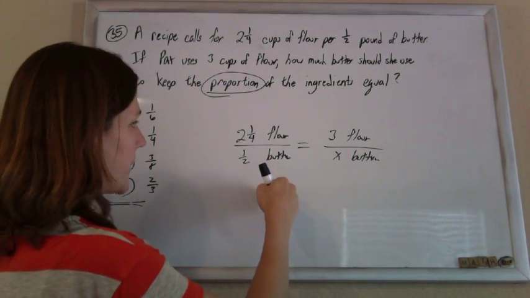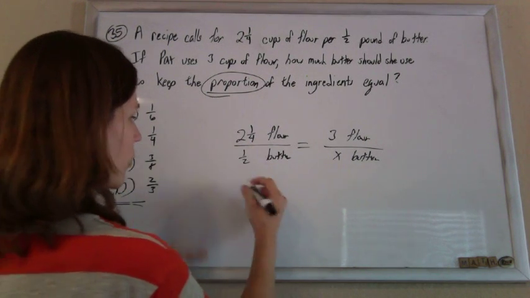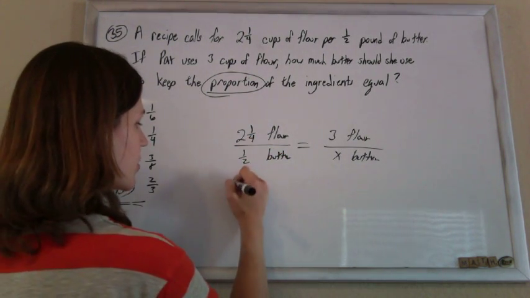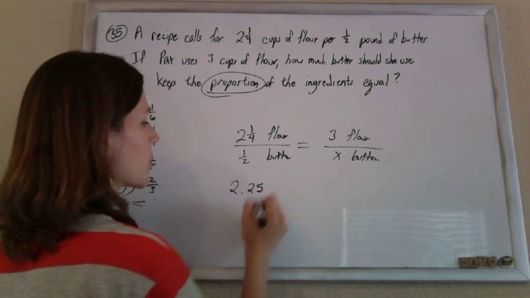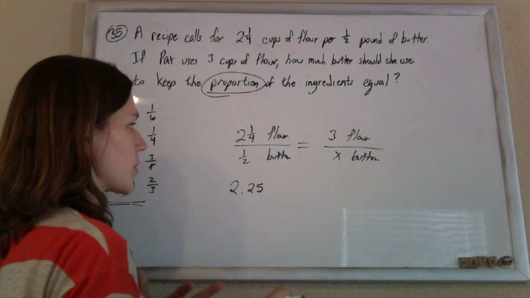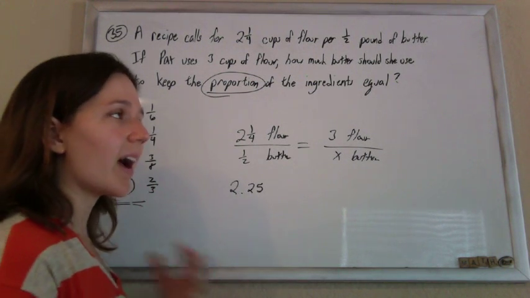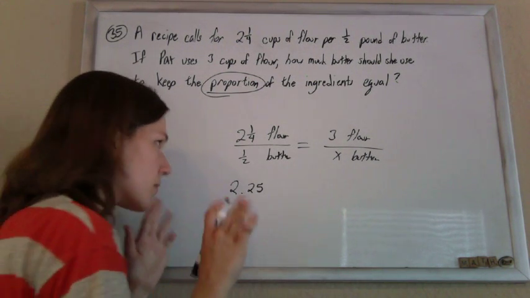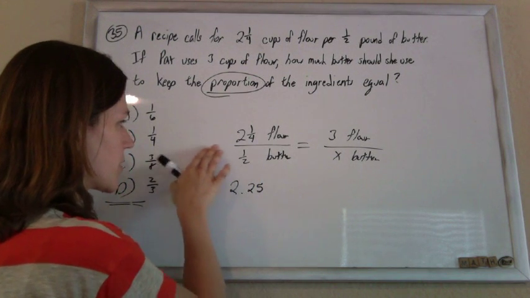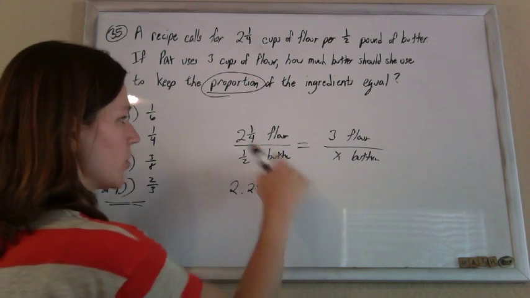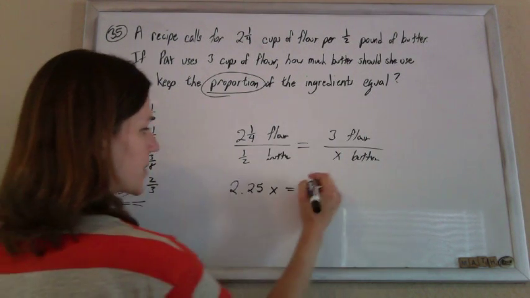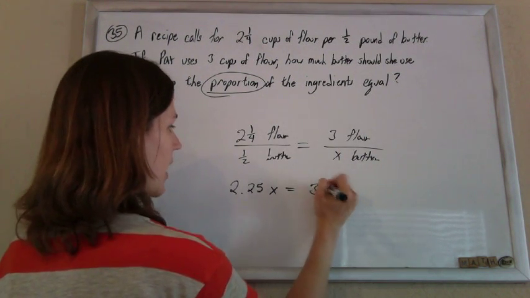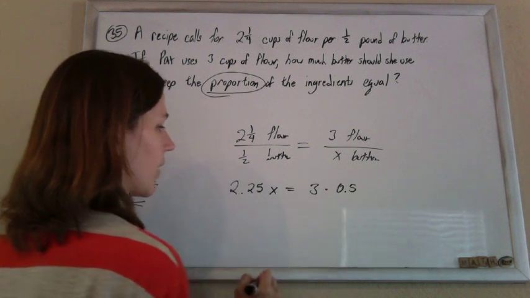So the 2 1/4 times x, and I'm going to change that 2 1/4. A quarter is 25 cents, so I'm going to change it to decimal, it's going to be a little bit nicer. Normally I like fractions, but here this is going to be okay. So 2 1/4, 2.25 times the x is going to equal 3 times a half. So 3 times a half is better known as 0.5.